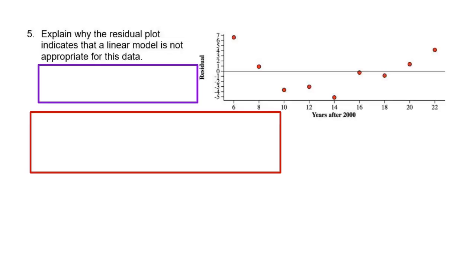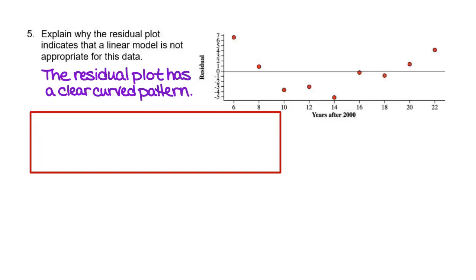Number 5 says, explain why the residual plot indicates that a linear model is not appropriate for this data. There's a U pattern. Yep. The residual plot has a clear curved pattern. You could say it has a U shape, or it goes positive, negative, positive. You could say it has a curved pattern to it. We want to indicate that that curved pattern, that U shape, is unacceptable for a linear model being the best model. That doesn't mean a linear model is a horrible model, but it means it's not the best model.